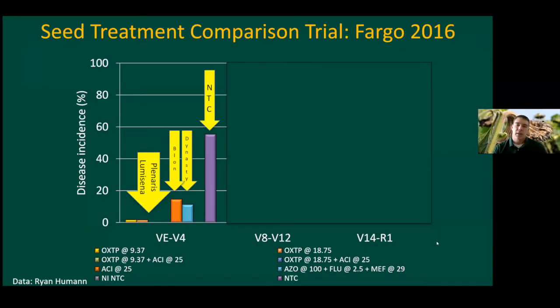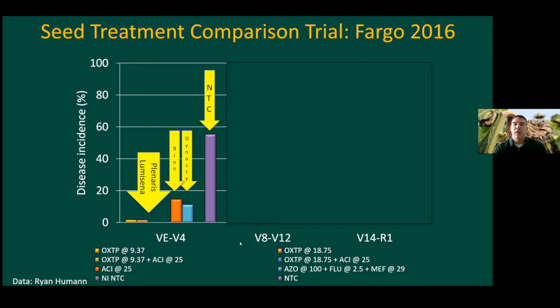Okay, so I'm going to show you one data table that I'm going to animate to give you an example of how these chemicals work over time. This bar, the vertical axis, is percent disease incidence, so how many of those plants are infected. So the bigger the bar, the more plants are infected. The smaller the bar, the fewer, so we want small bars. And then we have 4 different rates of what would become Planaris and Lumisena. You've got Bion, you've got Dynasty, and then you've got the non-treated control here in purple.